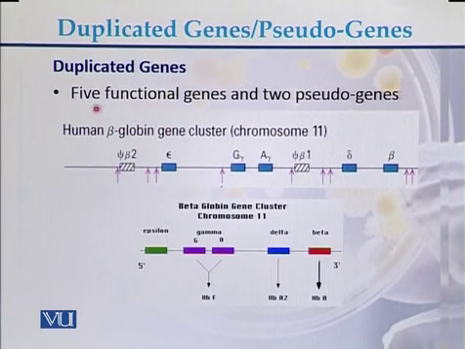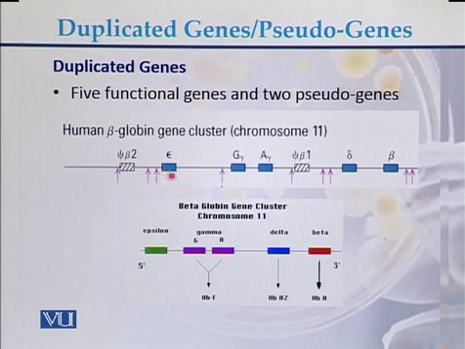Here we can see that there are 5 functional genes and there are 2 pseudogenes. How are they produced? This is epsilon. These two are gamma. This is gene delta. This is gene beta. So these are 5 genes which are functional.